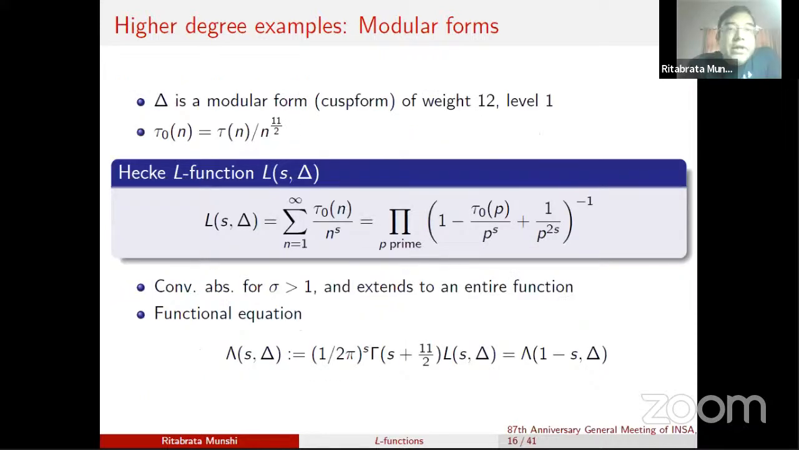All right. Okay, so as I said, it's a modular form. Now you normalize, because they are of size n to the power 11 by 2, you divide by n to the power 11 by 2. These are the normalized Fourier coefficients of the discriminant form. And then Hecke defined this Dirichlet series corresponding to delta. So he took the normalized Fourier coefficient and divided by n to the power s.